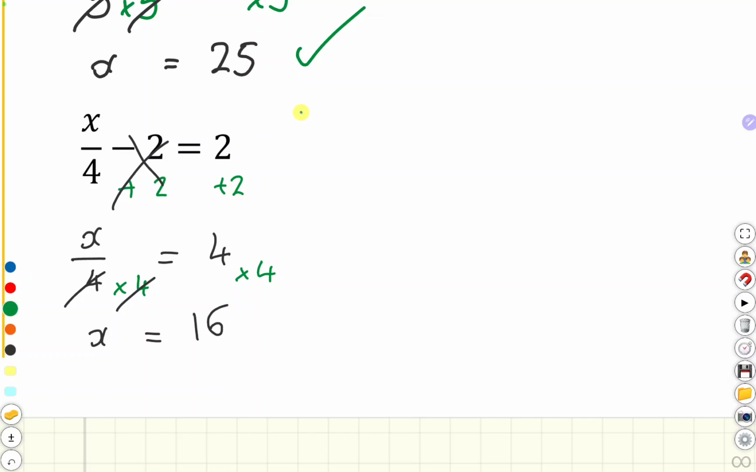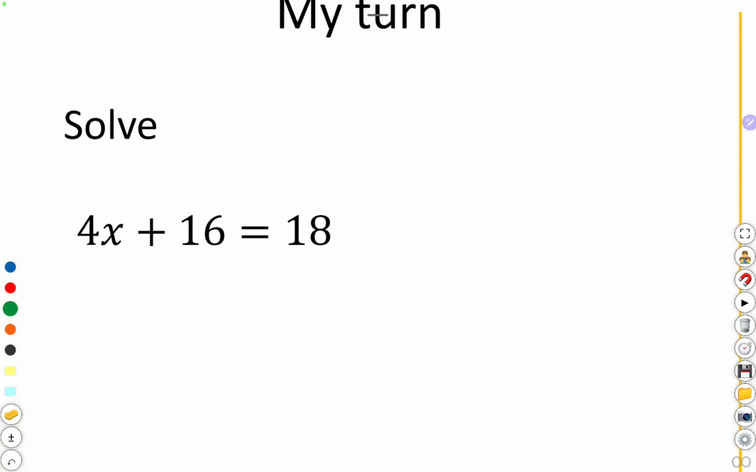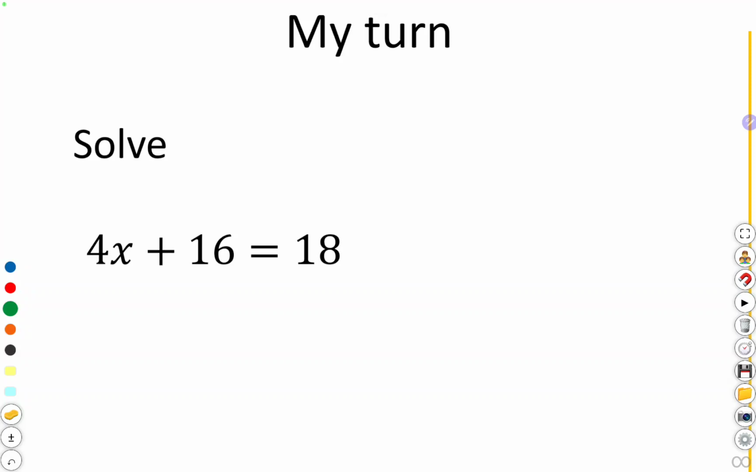Let's test my answer to see whether I'm right. 16 divided by 4, take away 2, is the same as 16 divided by 4 is 4. 4 take away 2 equals 2. That was what I expected, so I am correct. On to the next one. So it looks the same as the other ones. Let's see what's different about this one, because there's something which will catch you out. But let's have a look, see what the difference is.